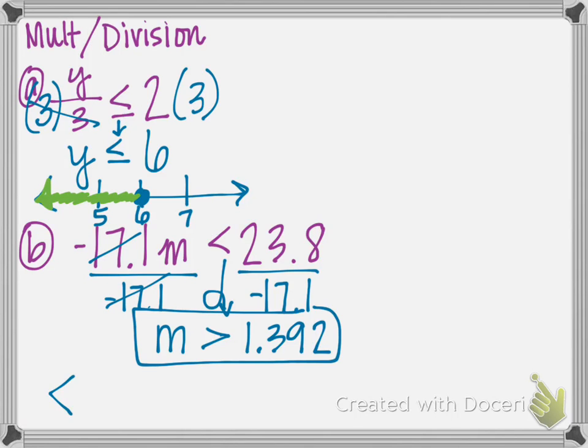If I put that on a number line, I'm going to do 0, 1, 2, negative 1. 1.392, that is a little bit over 1 1/3. So I'm going to put an open circle around here somewhere. Then I'm going to shade all the numbers that are bigger than that. So that's this way. When you do a number line for decimals like that, you're just going to try to get as close to it as possible.